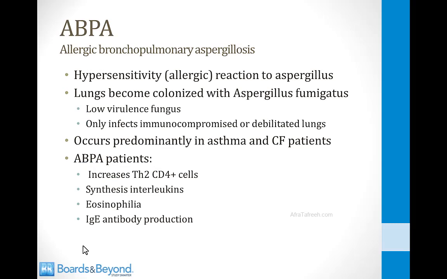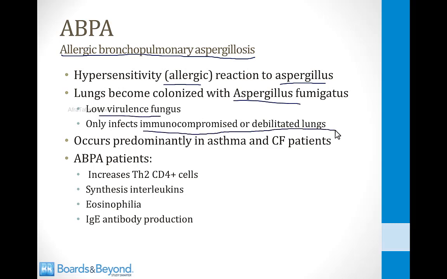The final cause of bronchiectasis that we'll discuss is called allergic bronchopulmonary aspergillosis. Most people just call it ABPA. This is a hypersensitivity or allergic reaction to the fungus Aspergillus. In patients who have this problem, the lungs become colonized with Aspergillus fumigatus. This is a low virulence fungus, and it only infects immunocompromised or debilitated lungs. So people who have normal lungs usually get rid of this bug and it doesn't cause a problem. But if you have sick lungs, you can get this condition. So it's going to primarily occur in patients who have either asthma or cystic fibrosis.